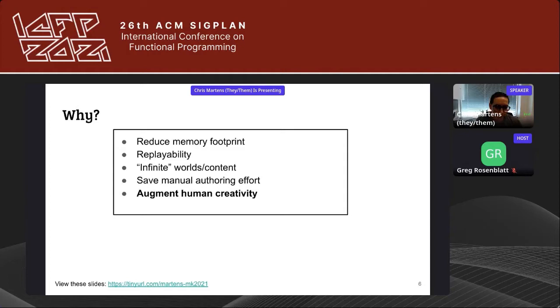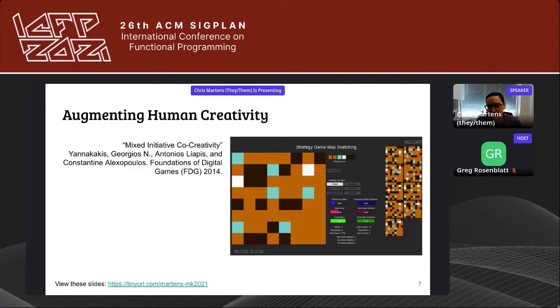And this idea of augmenting human creativity also makes PCG really nice to fit in with this idea of mixed initiative systems, which is a lot of where the work in my lab is focused, on creating these tools that people can use to create things, but the tool itself is also doing some of that creative work and operates more as a creative partner with the human creator.